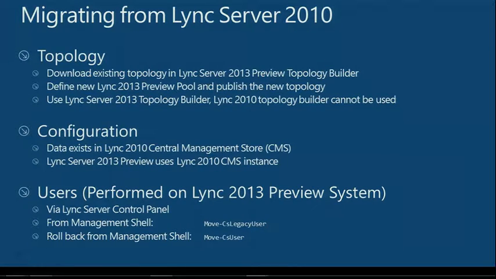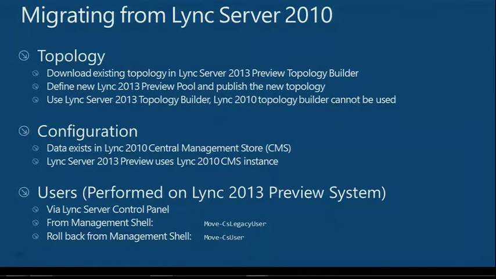For topology processes, if you're used to Lync 2010, it's very similar. You'll run Topology Builder for Lync Server 2013 and download your existing Lync 2010 topology, then be able to publish the Lync 2013 topology and Lync 2010 topology up against your master CMS. As Barry mentioned as well, once you make the change to the Lync Server 2013 Topology Builder, you can only use the Lync Server 2013 Topology Builder to make edits to that topology information.